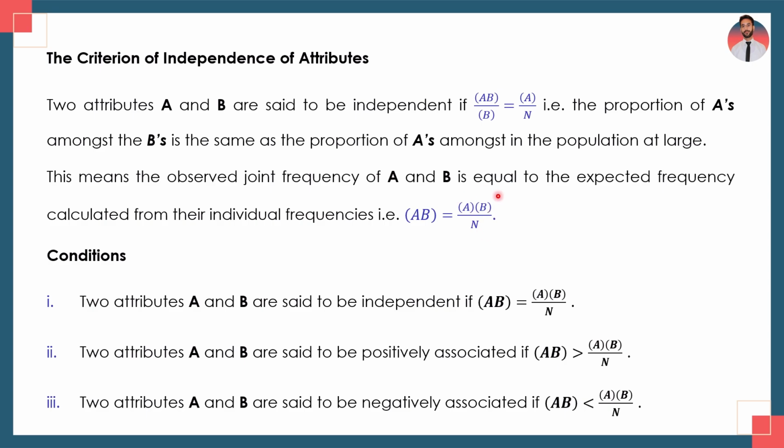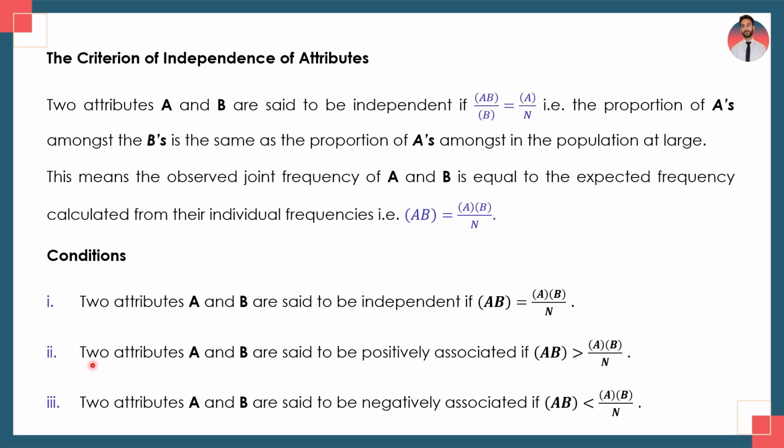तो राइट साइड पे जो हमारे पास proportions है, this is the expected frequencies, और लेफ्ट साइड पे आपके पास जो है वो observed frequencies है. अगर left hand side and right hand side are equal, so we can say that two attributes are independent. Our condition is that first condition, two attributes A and B are said to be independent if left hand side is equal to right hand side. और left side पे आपके पास jointly उनकी observed frequencies है और right side पे हमारे पास जो है वो expected frequencies हैं, और अगर दोनों equal हैं it means that both attributes are independent.